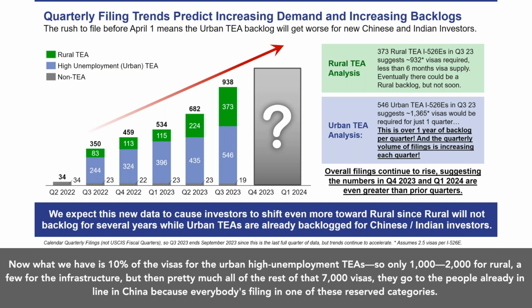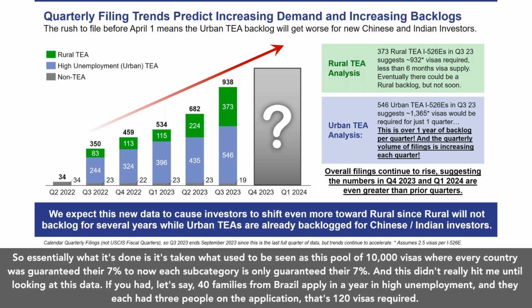Now what we have is 10% of the visas for the urban high unemployment TEA, so only 1,000, 2,000 for rural, a few for the infrastructure, but then pretty much all of the rest of that 7,000 visas go to the people already in line in China, because everybody's filing in one of these reserved categories. So essentially what it's done is it's taken what used to be seen as this pool of 10,000 visas where every country was guaranteed their 7% to now each subcategory is only guaranteed their 7%.